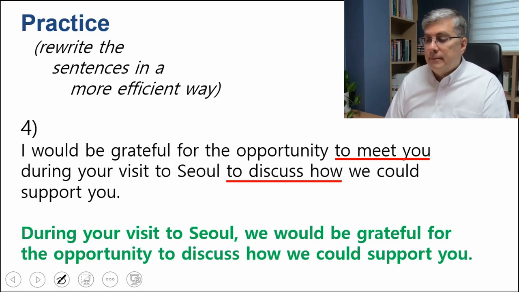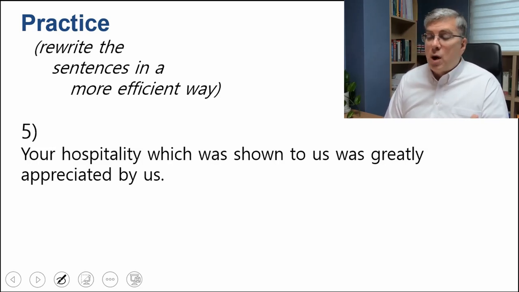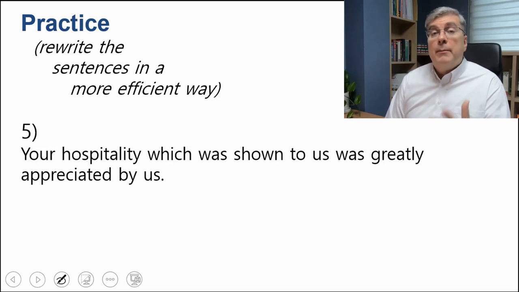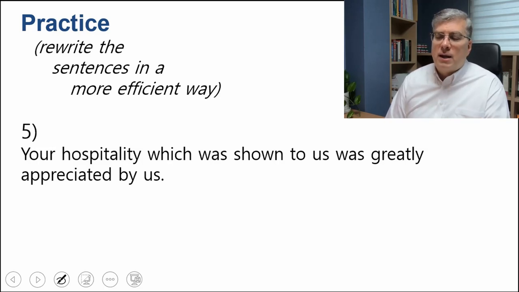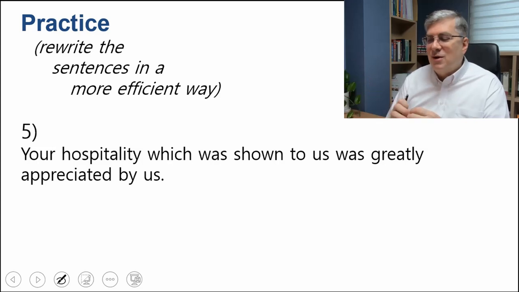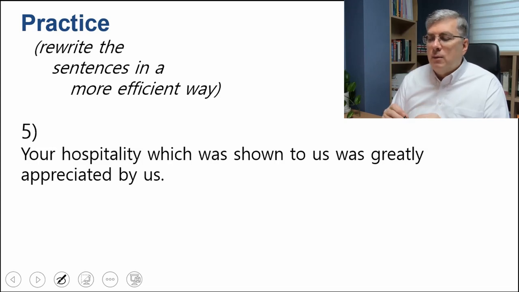Okay, good. Number five. Your hospitality, which was shown to us, was greatly appreciated by us. Now, you probably can see, yes, this is obviously redundant. It's obviously too wordy. But this is the issue that I think sometimes students have: they listen to what I said in Unit 4 and they think, oh, I need to have longer expressions, or I need to express myself more politely. But unfortunately, you have to be careful that you don't overblow the amount of words that you are using in your sentence, right? Don't exaggerate, or don't use too many words, okay? So be careful here. What can we get rid of? Well, obviously, "us," we don't need to repeat that. We can get rid of that.